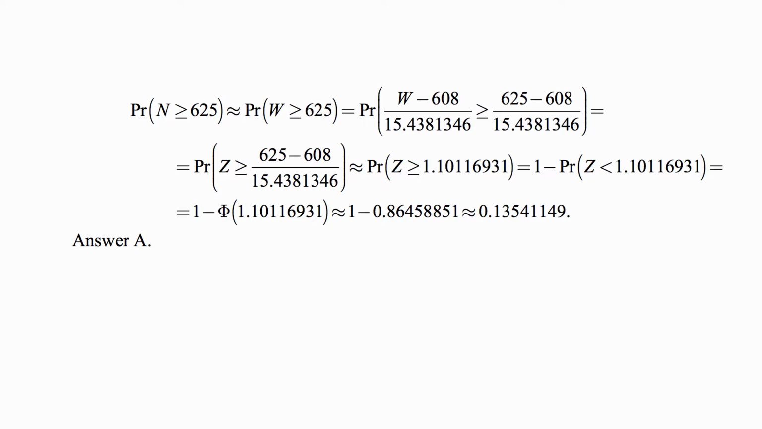Well, it's 1 minus the probability that Z is less than that number. And of course, the probability of Z being less than that is the standard normal cumulative distribution function applied to that number, which we can get either from a calculator of the standard normal distribution or a table. Either way, we get approximately this number. And 1 minus it is approximately 0.13541149. Or some other approximation close to it, hopefully. If you use a table, you will not have as many digits, but it's good the way it is. It's approximately 0.1354. That's answer A.